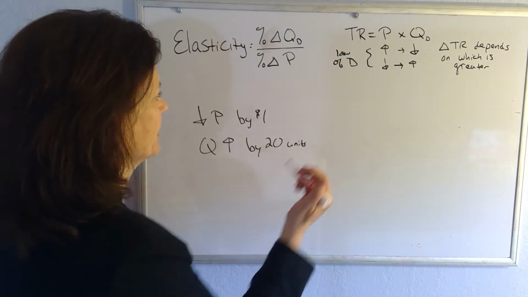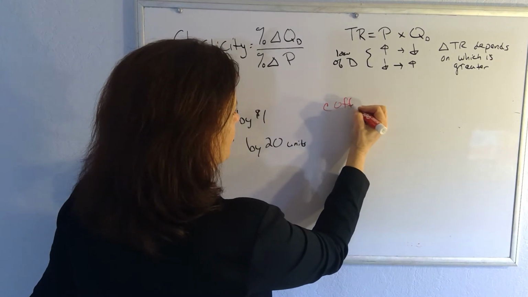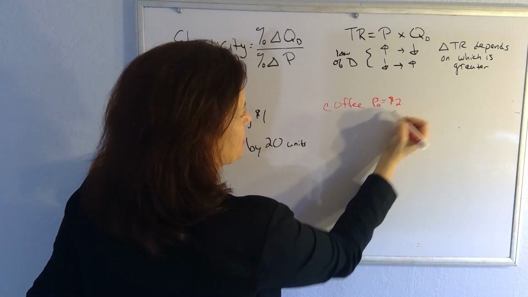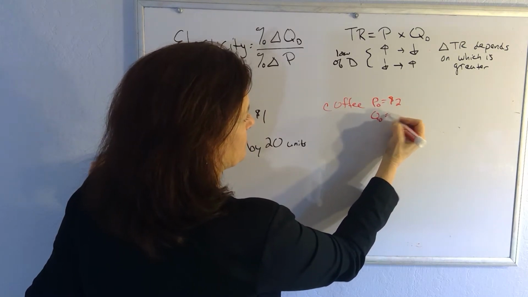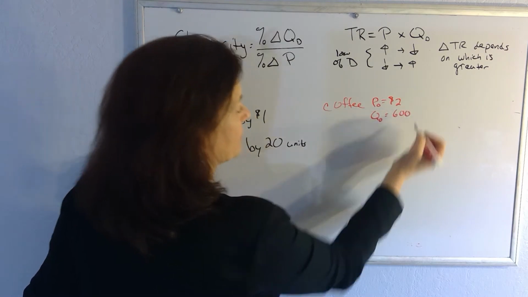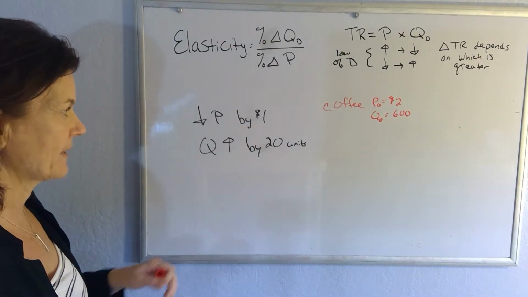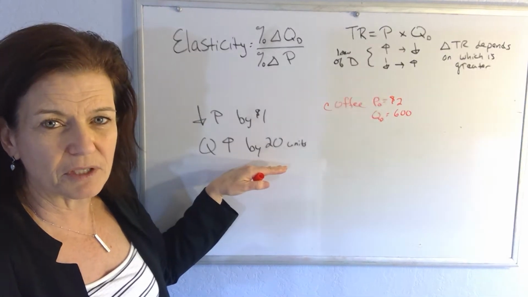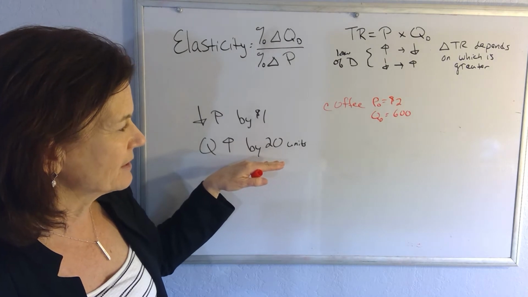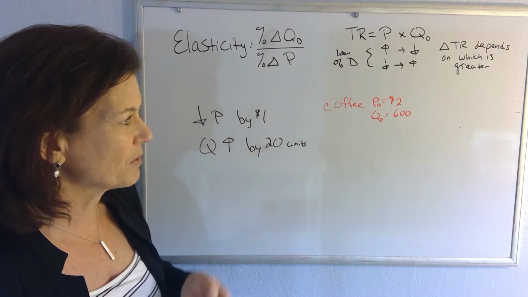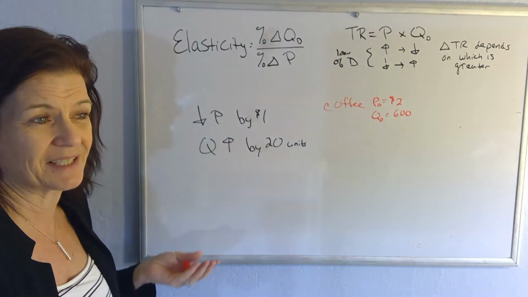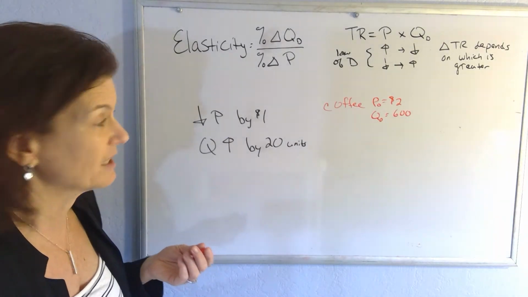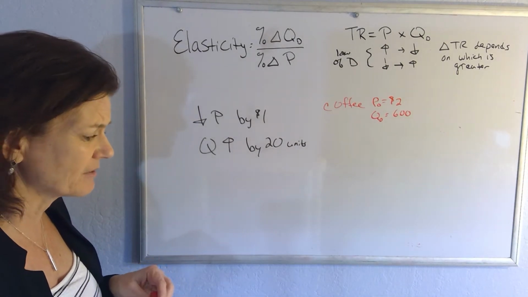It's really different if I'm selling coffee and I was originally charging $2 a cup and I was selling 600 cups of coffee. In that case, I cut my price in half and I only sold 20 more units. That's like not even 10%. That's like 3% more. I cut my price in half and my sales went up by 3.3%. Not very much. That's not very responsive.